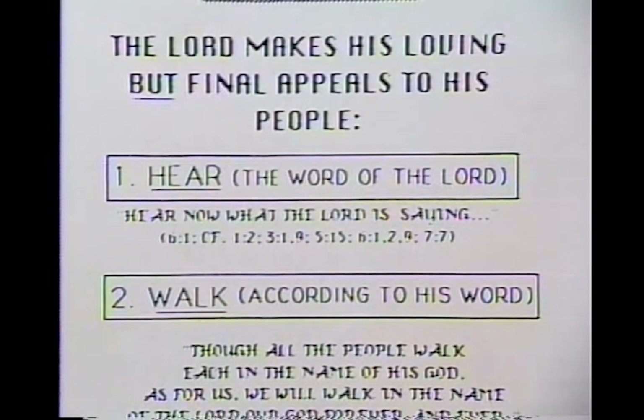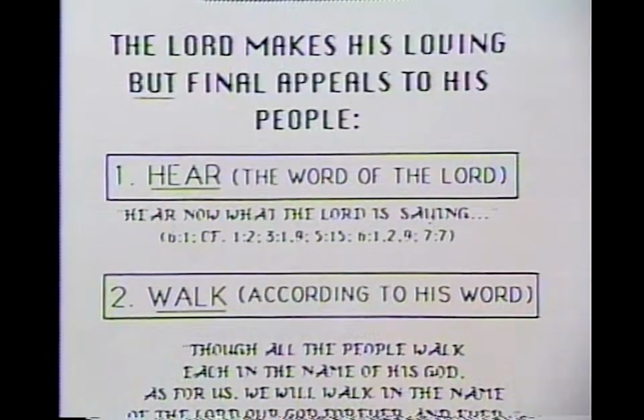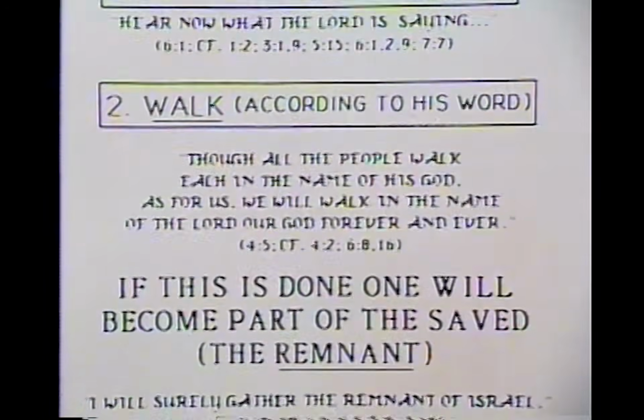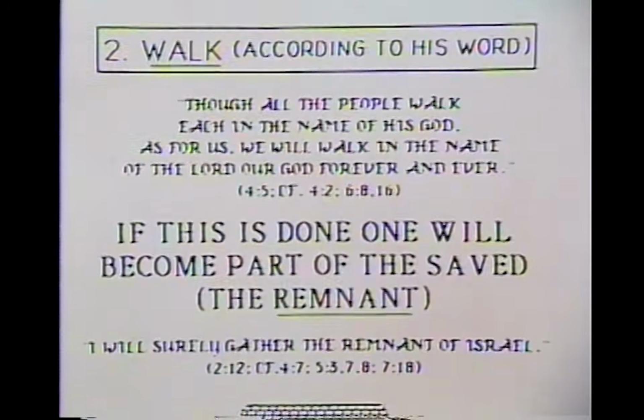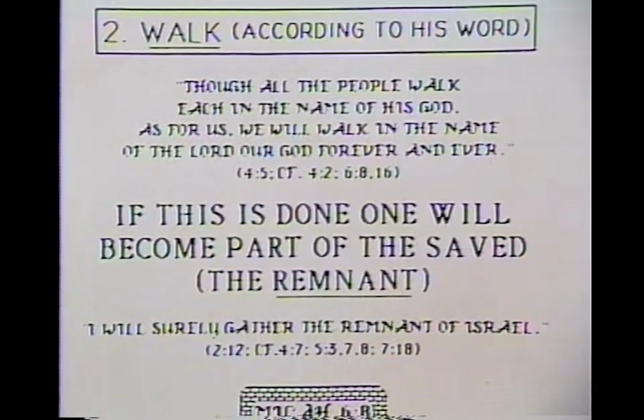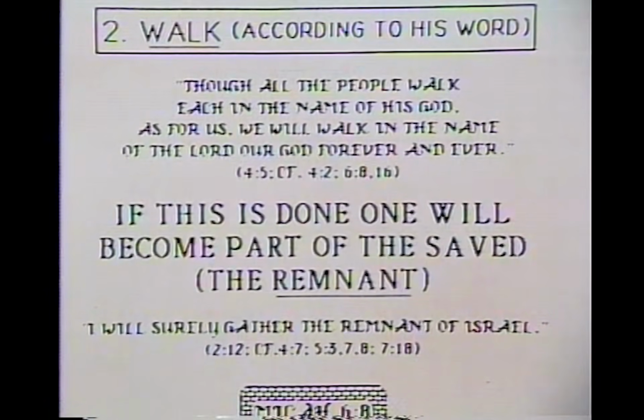Notice that it occurs a number of times. In chapter 6 and verse 1 is what I'm quoting, but it also occurs in 1:2, 3:1, and 3:9, and so on and so forth. Hear and walk according to His word. So by learning the Hebrew words and seeing that there are key words in the various books, such as Micah, we find that "though all the people walk, each in the name of his god, as for us, we will walk in the name of the Lord our God forever and ever." Micah chapter 4 and verse 5.